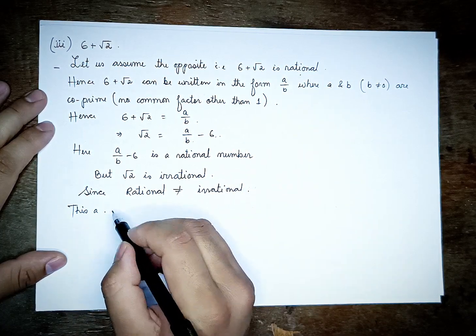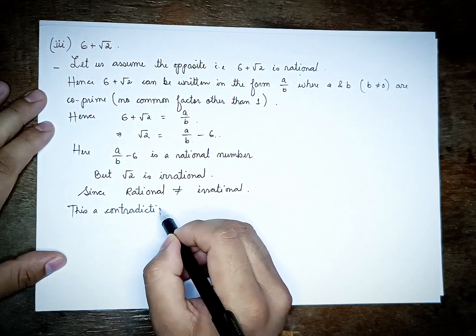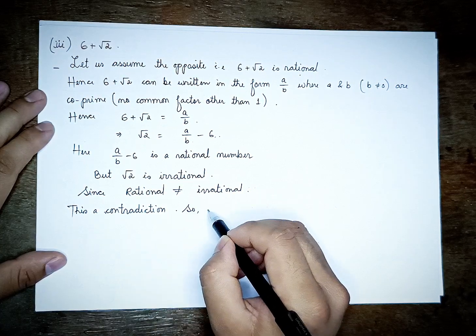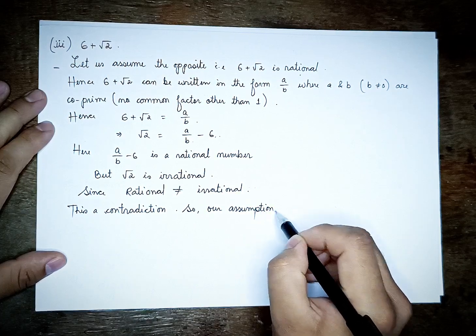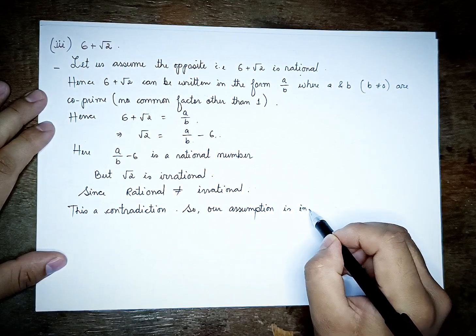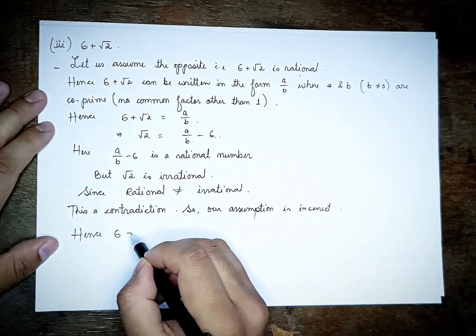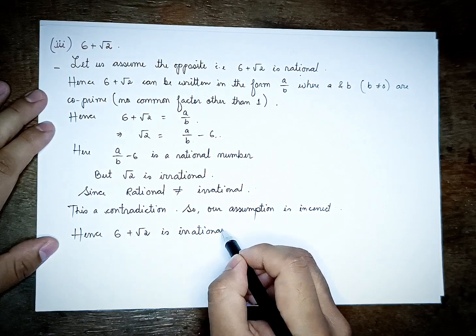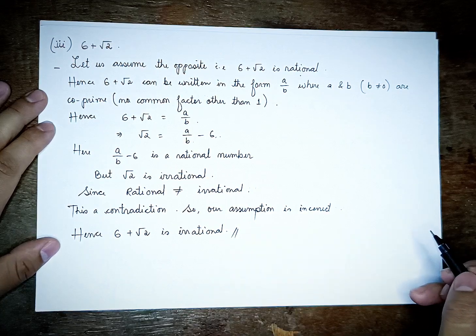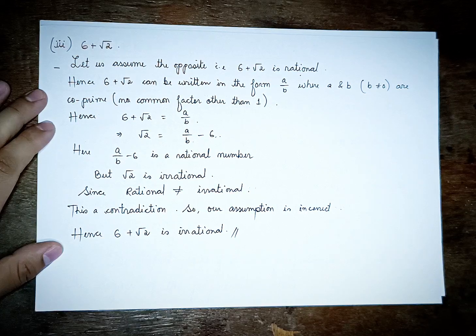This is a contradiction. So our assumption is incorrect. So we can conclude that 6 plus root over 2 is irrational. With these questions, we conclude chapter number 1. Here we have completed all the chapter number 1 questions. See you in my next video.